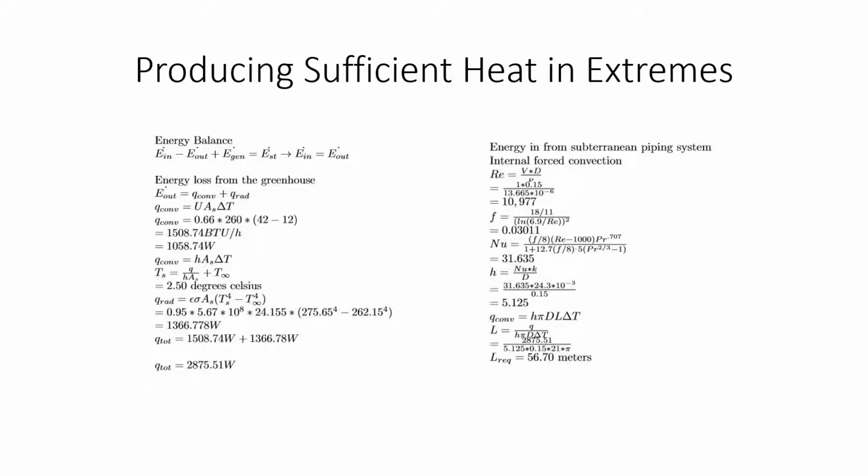In order to maintain a constant temperature in the greenhouse, we need to bring in an equal amount of energy. Using internal forced convection equations and the Nusselt correlation, we determine that in order to bring in that 2.875 kilowatts of energy, with a couple of assumed numbers, 1 for velocity and 0.15 for diameter, we come up with a required length of piping of 56.7 meters.